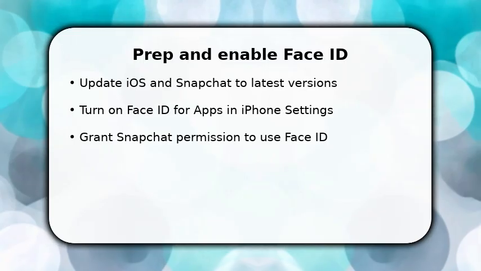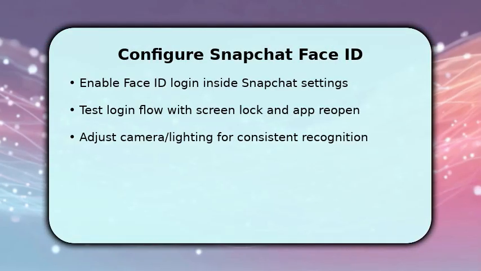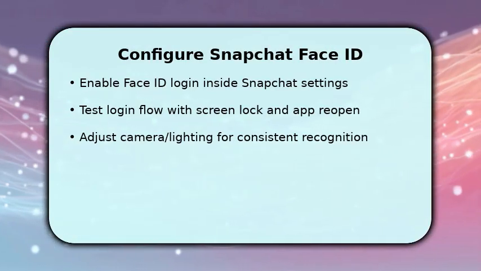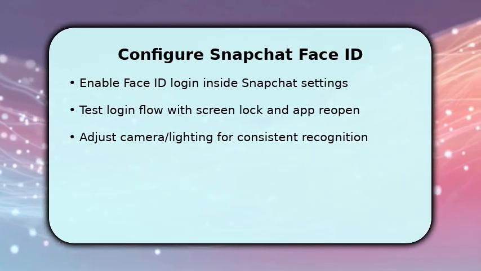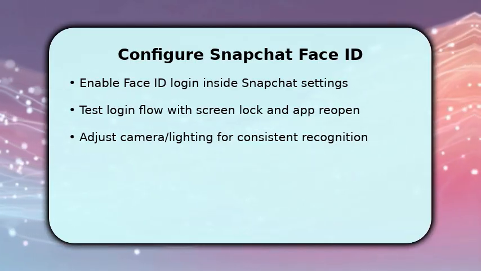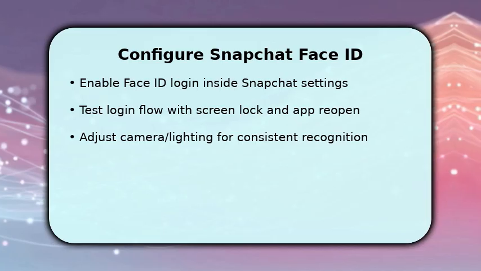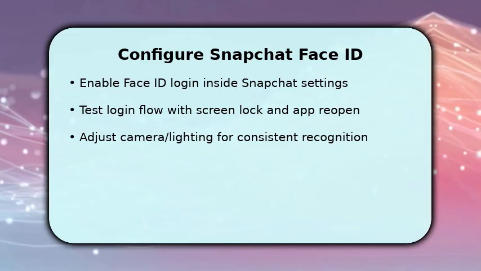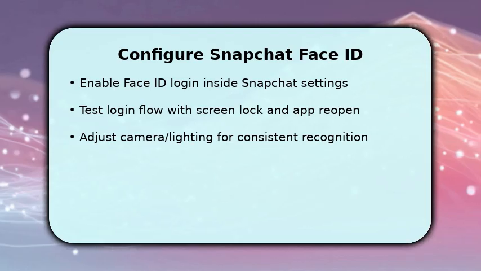Now open Snapchat, tap your profile, then the gear icon and locate Enable Face ID or similar toggle. Turn it on so Snapchat uses system authentication. You should test by locking the phone and reopening Snapchat to confirm it prompts Face ID instead of password input.